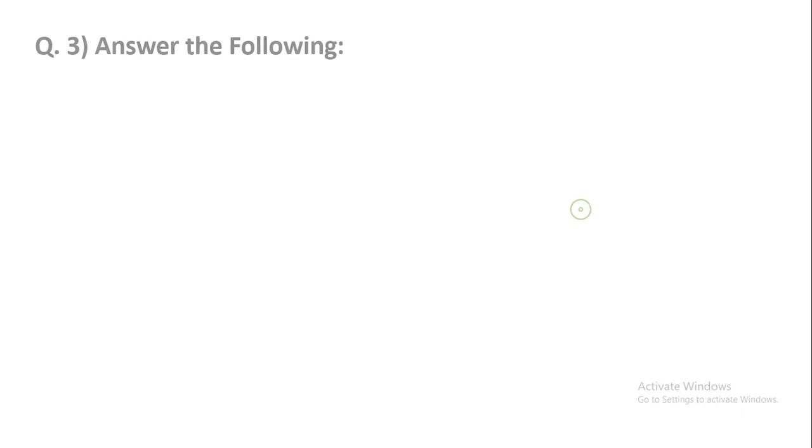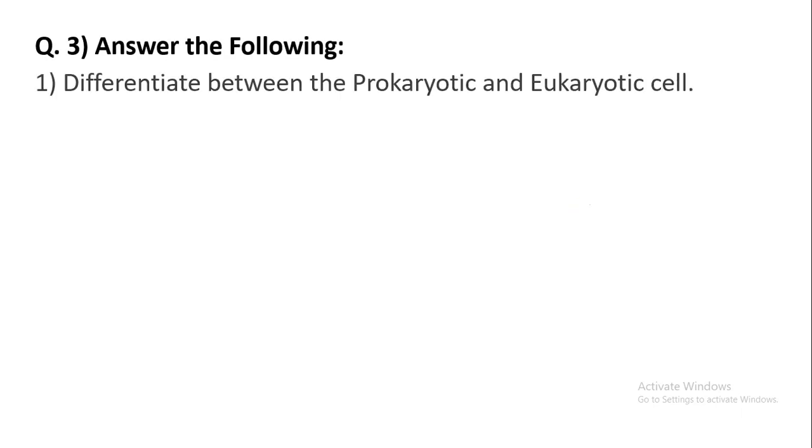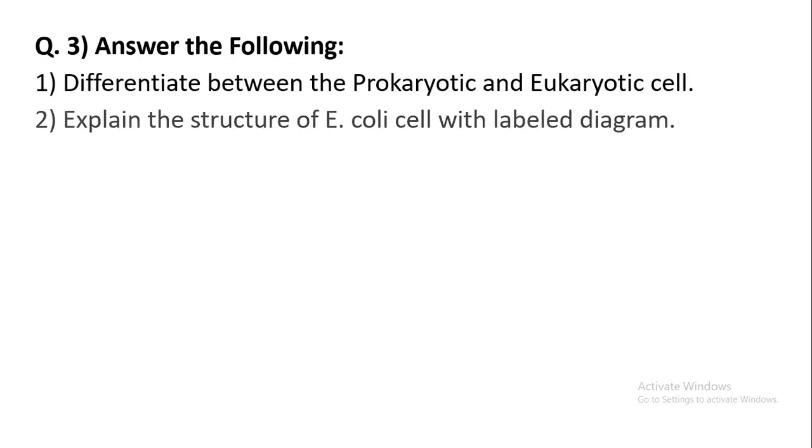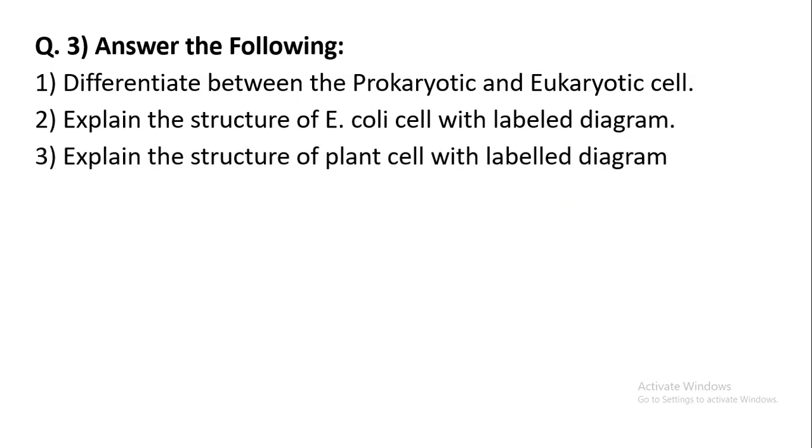Some more questions which are asked on this chapter are differentiate between prokaryotic and eukaryotic cell, explain the structure of E. coli with labeled diagram, explain the structure of plant cell with labeled diagram. So this is how the chapter ends, students. And the chapter was Introduction to Cell Biology.